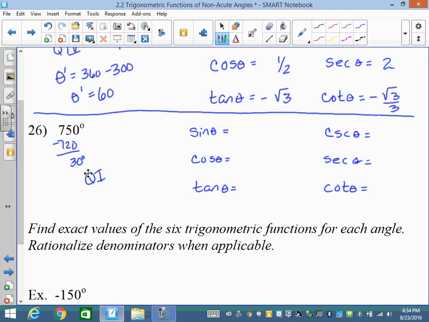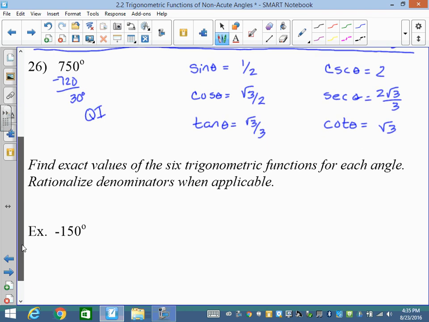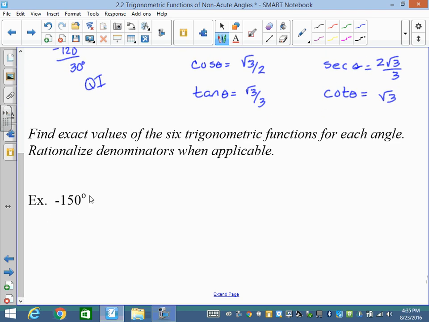You just got to go to the card and just read it down. So sine at 30 is 1/2, which makes cosecant 2. Cosine is radical 3 over 2, which makes secant 2 radical 3 over 3. And tangent is radical 3 over 3, which makes cotangent radical 3. Quick, simple, to the point. Okay, let's throw a negative one on there. Again, pause it, see if you can do this on your own before you look to see what I did.